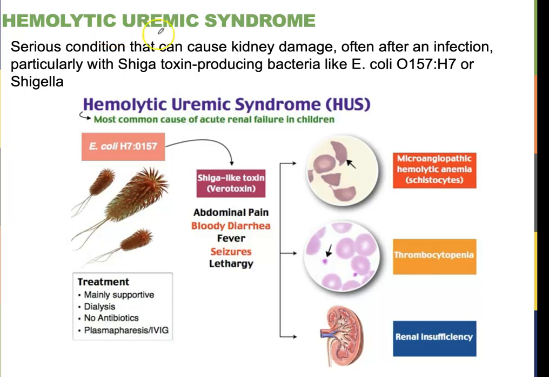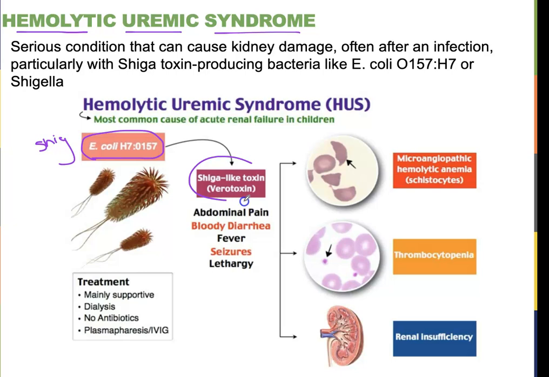This is a slide on hemolytic uremic syndrome. Hemolytic means that it's breaking down blood cells. Uremic refers to the kidney. And the syndrome, right? Syndromes are where you have a collection of signs and symptoms. This is an example of the E. coli O157:H7, the E. coli I was talking about. We were also talking about Shigella. So this is another bacteria that causes this.